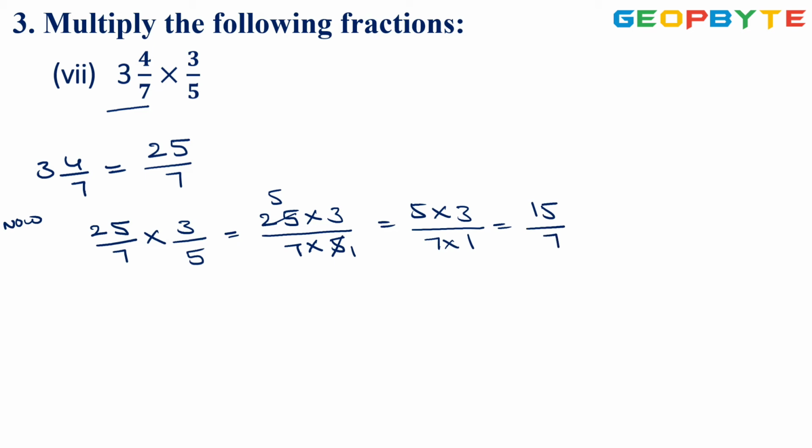by 7. So 15/7. 7 twos are 14 and the remainder is 1. So quotient is 2 and remainder is 1 and the denominator here is 7. So 2 1/7. So the result of 3 4/7 into 3/5 is 2 1/7.